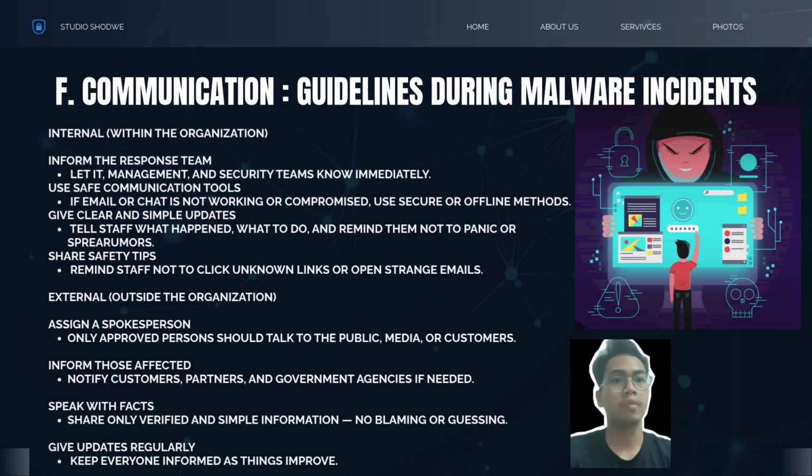Now, let's talk about the communication guidelines during a malware incident. Good communication helps reduce confusion and keep everyone informed and safe. So, internal communication within the organization. First, we must inform the response team. Let the IT security and management team know immediately. Use safe communication tools if email or chat is down or compromised. Use secure or offline methods.